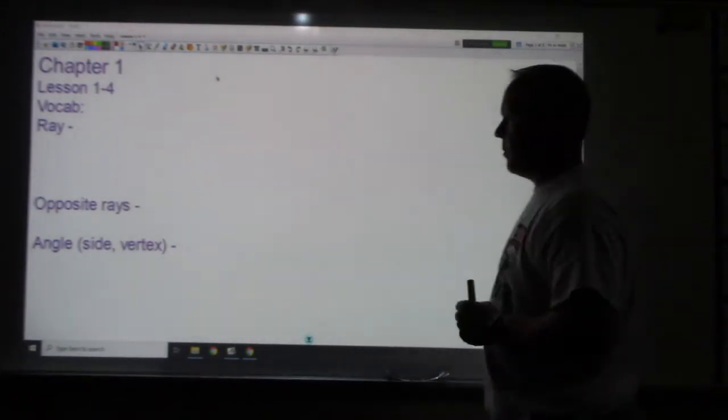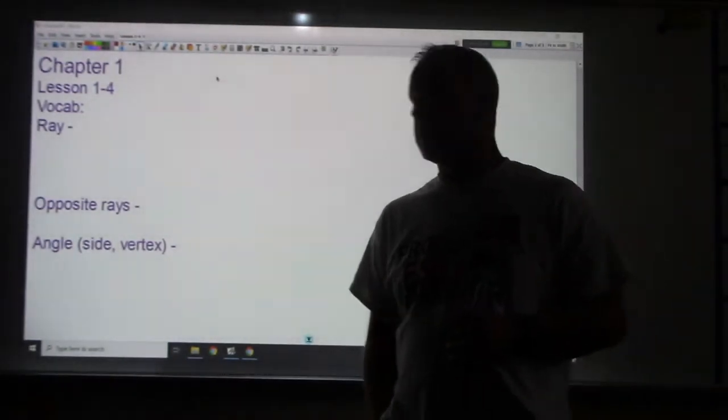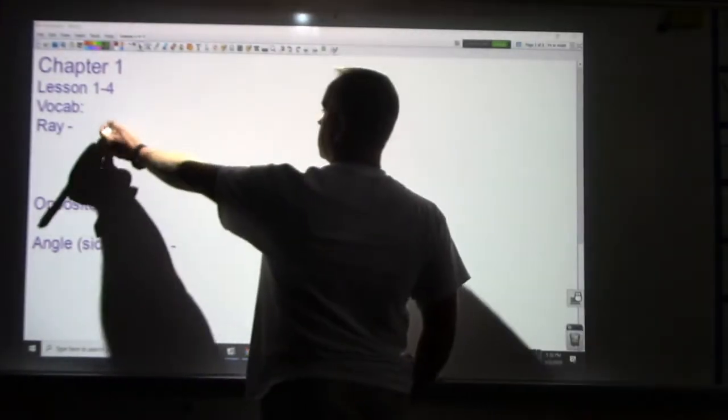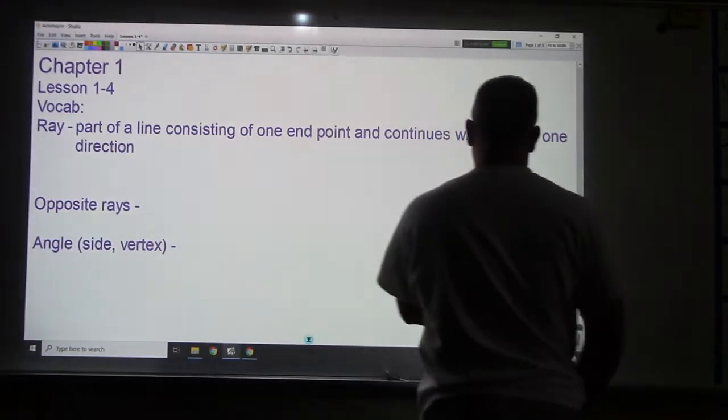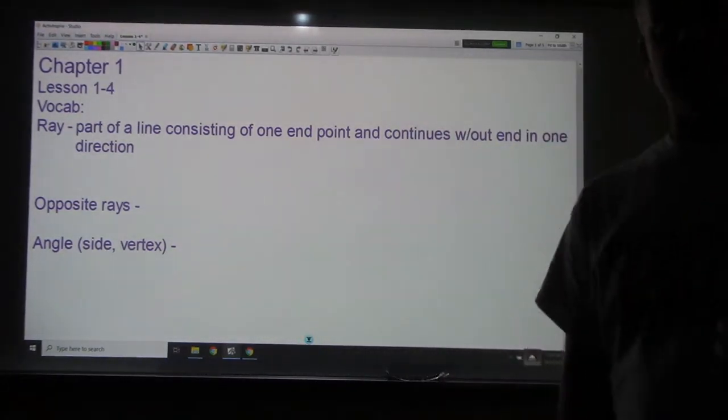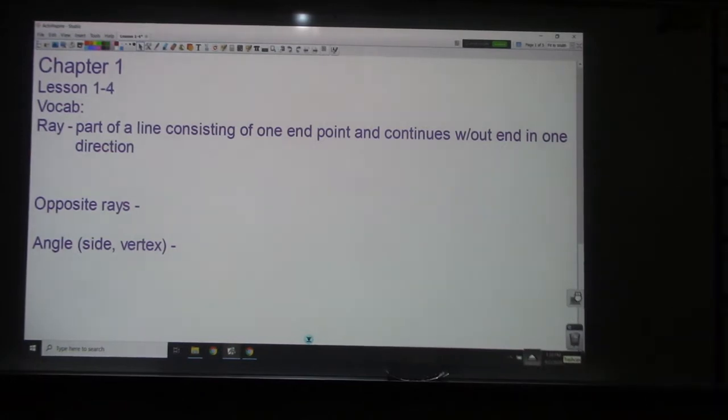All right, what we want to talk about today are angles and rays. So, what is a ray? A ray is a part of a line that consists of one endpoint and continues without end in just one direction. Okay, so it's one endpoint that goes without end in one direction.